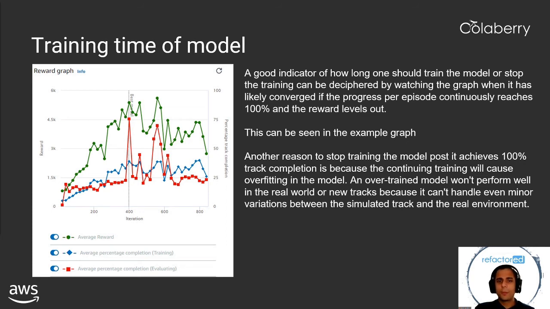Another reason to stop the model after it achieves 100% track completion is because continuing training will cause overfitting in the model. An overly trained model won't perform well in the real world or on new tracks because it cannot handle even minor variation between the simulated track and the real track.